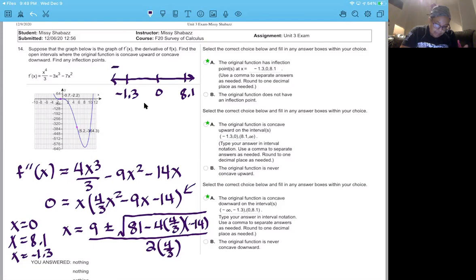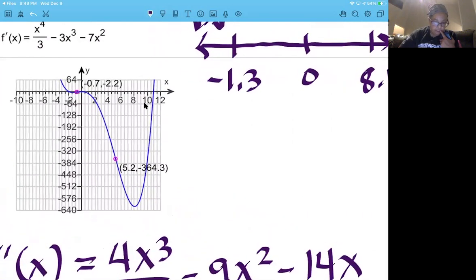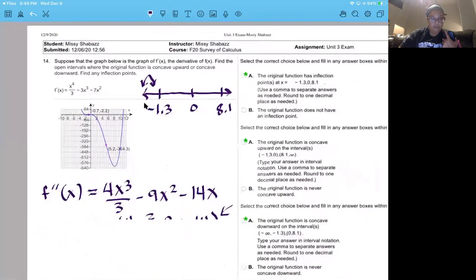So I'm negative here, which means concave down. The other way we could tell, if we look at the original function, is that the derivative is decreasing, so we should also know that it's concave down.